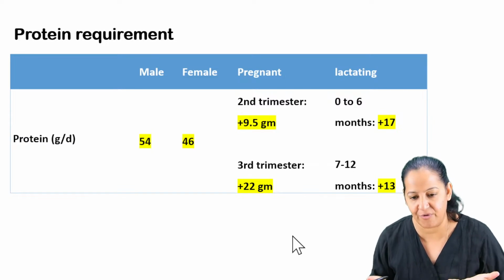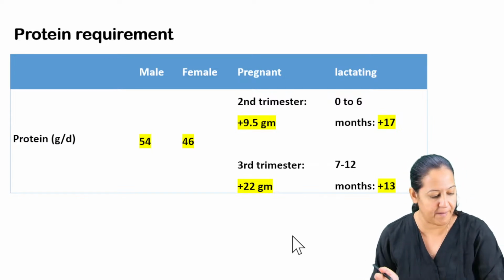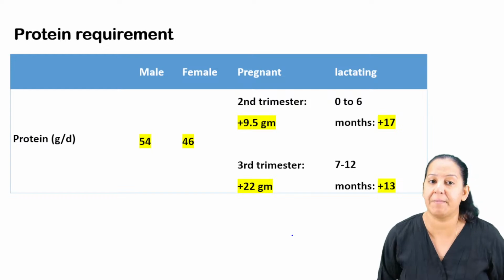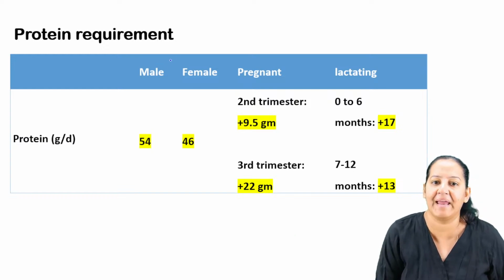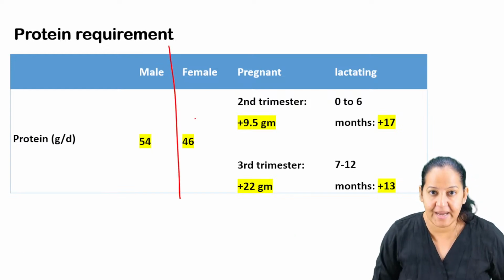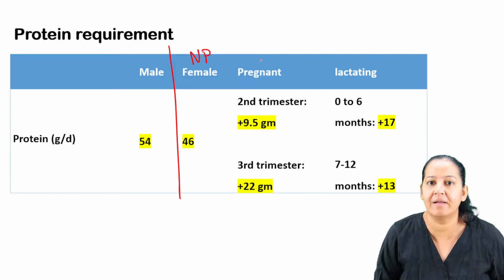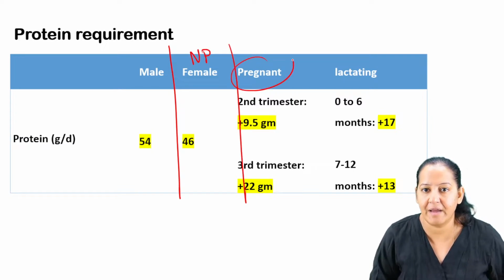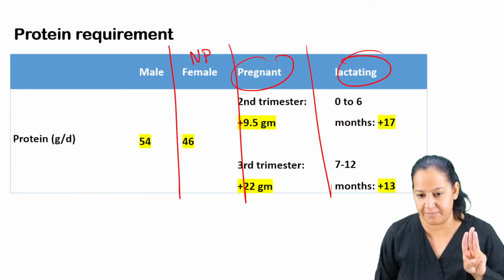Okay, protein requirement we have already seen. We are done with the calorie. Now coming on the protein requirement. I already taught you the protein requirement, I guess. Protein requirement for a male, for a non-pregnant female, for a pregnant female, and for a lactating female. Okay, 3 type of female.